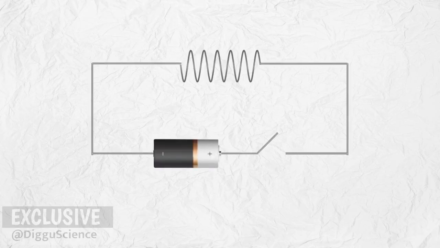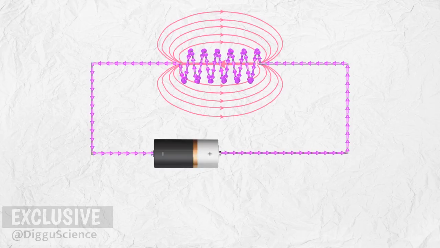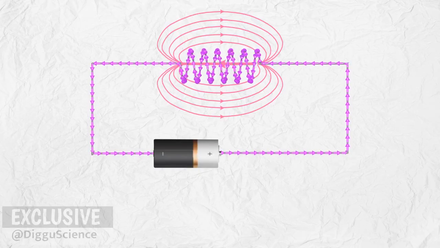Suppose the solenoid is connected to an electrical circuit. When the switch in the circuit is closed, an electric current begins to flow. A magnetic field is created in the solenoid. Its direction can be determined using the right-hand rule.